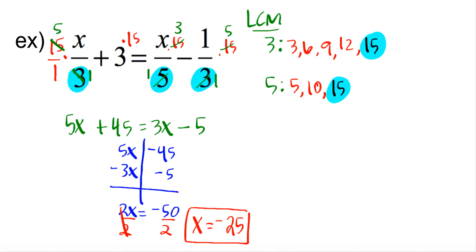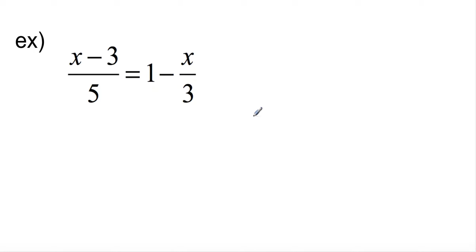Let's try one more. Right here we have x minus 3 over 5 equals 1 minus x over 3. Okay, I'm using this example because this first term sometimes throws people off a little bit, but we're going to approach this the same way.